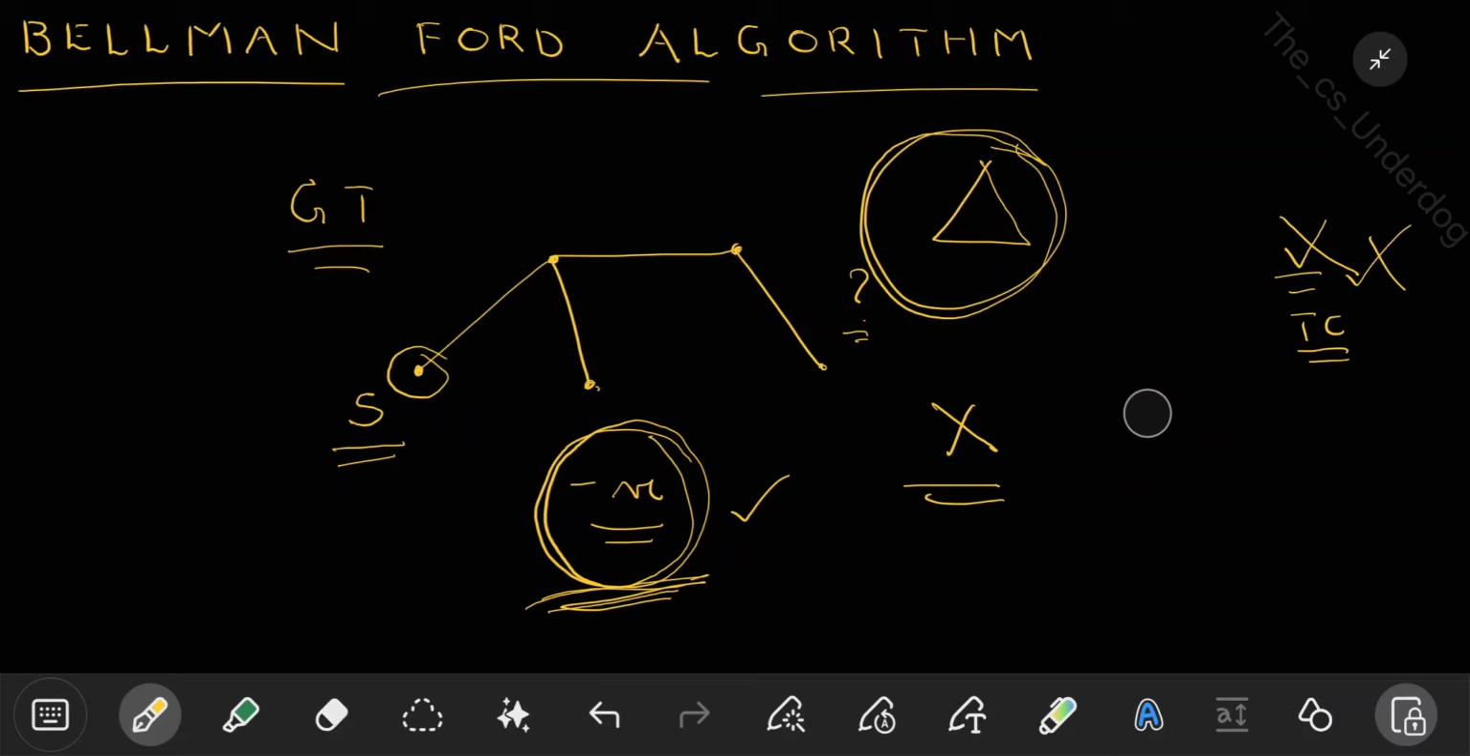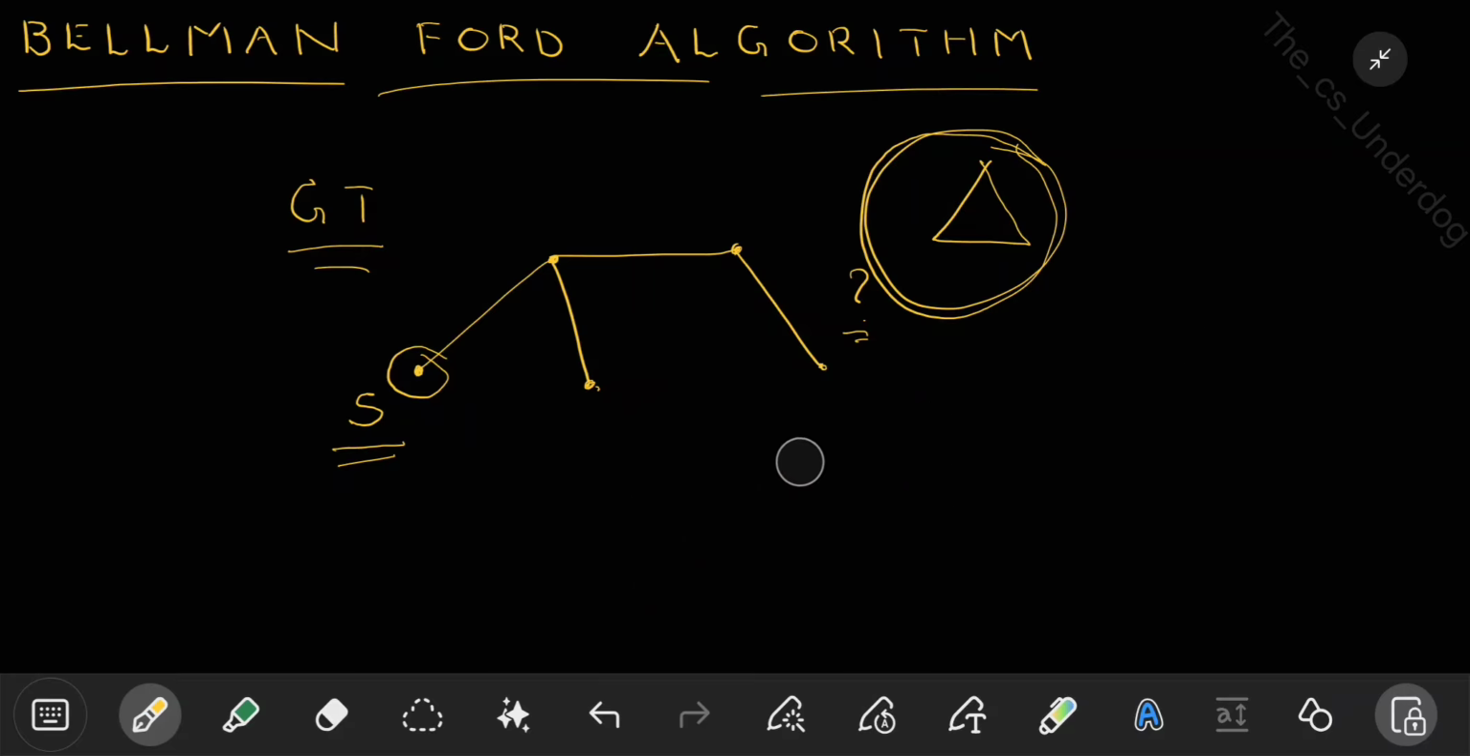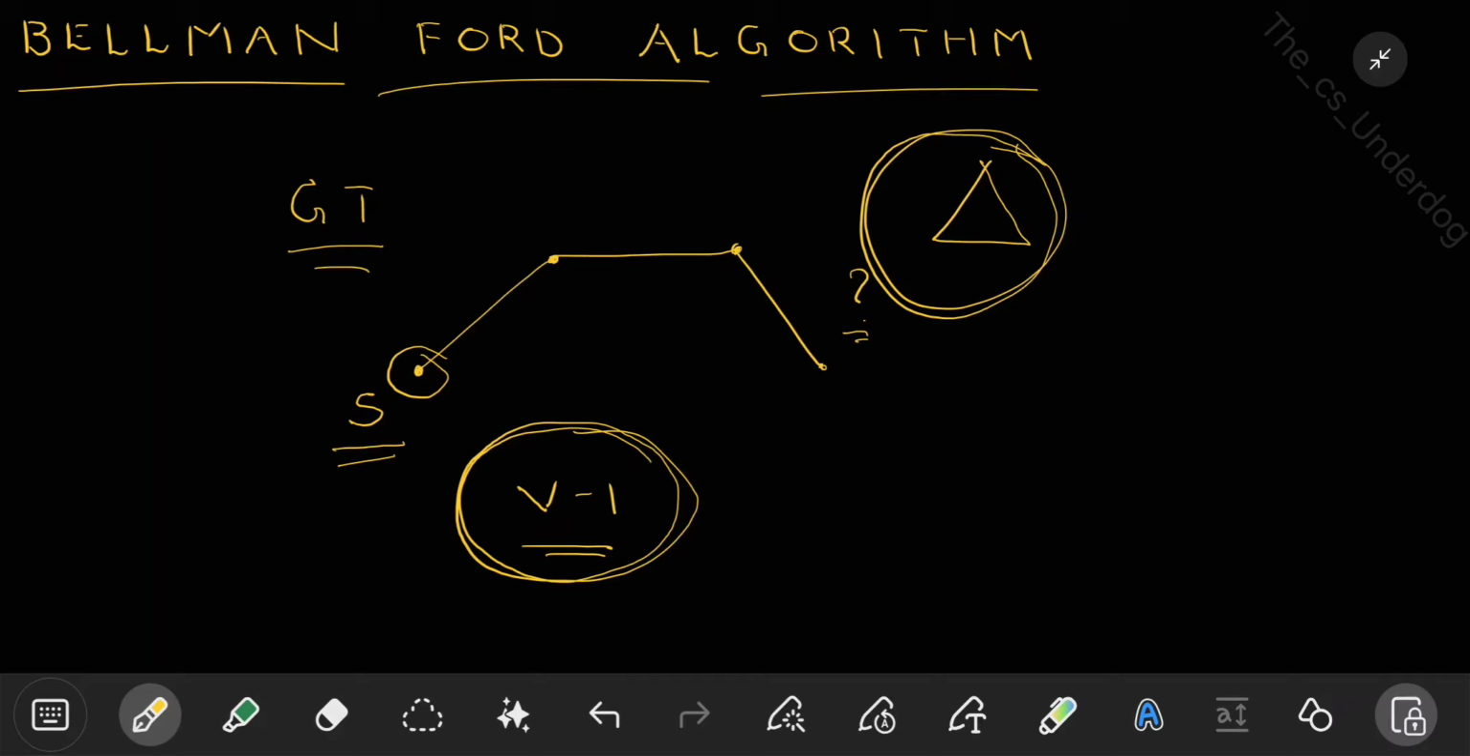Let us see what is the key idea behind Bellman Ford algorithm and how exactly does it work. The key idea is very simple. You have to relax all the edges v minus 1 times, ensuring that the shortest paths are updated. So what is the logic of updating all edges v minus 1 times?